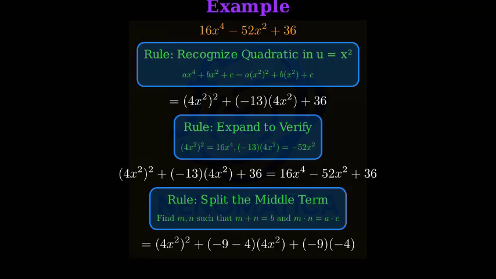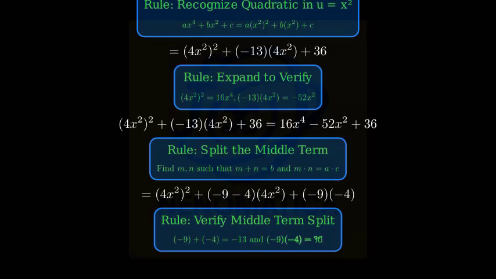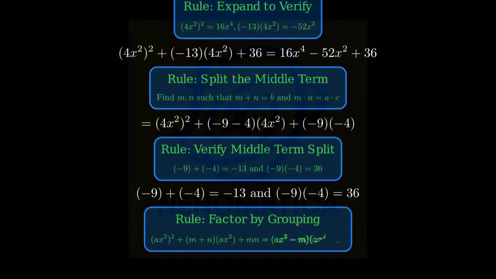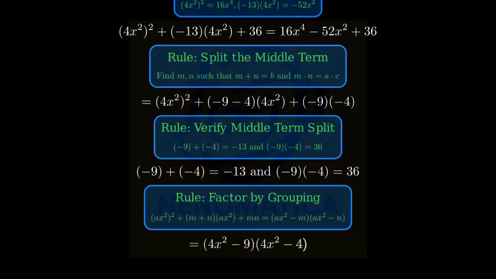We'll split the middle term, negative 13 times 4x squared, into two parts that add up to negative 52x squared, but whose product equals the product of the first and last terms. In step 4, we'll verify our middle term split. The sum of negative 9 and negative 4 is negative 13, and negative 9 times negative 4 equals 36. This will help us factor using the grouping method. In step 5, we factor the expression using grouping. We get 4x squared minus 9 times 4x squared minus 4 equals 0.